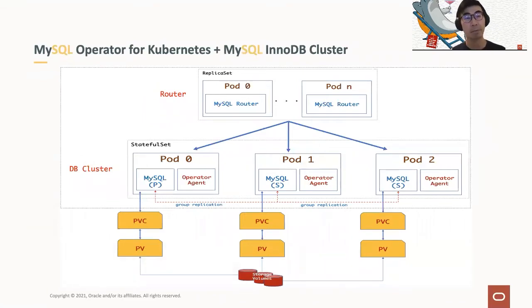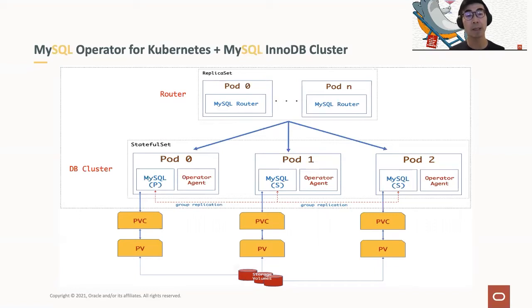So here, the operator basically creates the router as a replica set, which can have a number of instances. Here it's talking about pod 0 to pod N. The InnoDB Cluster has a number of nodes, which is 3 nodes for example, but can be 5, can be 7, or a maximum of 9. The MySQL server is created as a stateful set: pod 0, pod 1, and pod 2.